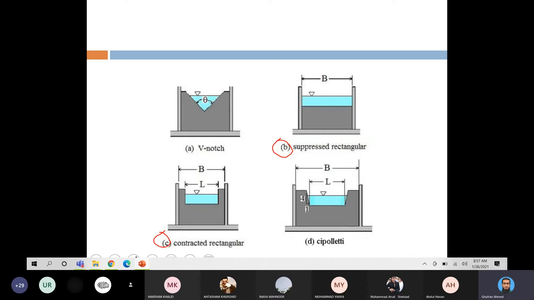Yeah. Actually, say we have a channel and the water is flowing out of it. So this B is like this. The weir is constructed, so there's no side contraction. There's no contraction from the sides. Whereas in C, it is like this, so the water will have to squeeze from the side. So there is an effect of end contraction on this side.